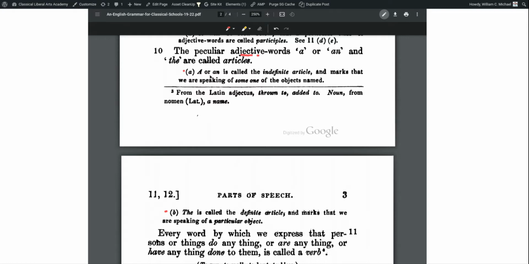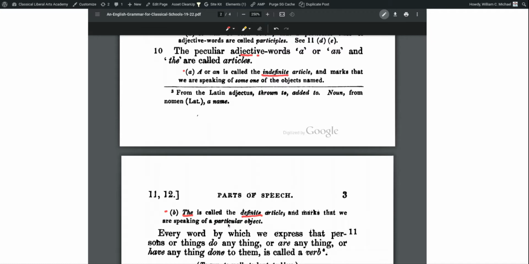A or an, which are really the same word, is called the indefinite article. It marks that we are speaking of some one of the objects named. So if I say, I ate an apple, it means that I ate some one of the apples that existed. A or an is called the indefinite article. Next, note B. The is called the definite article. And it marks that we are speaking of a particular object. The is a definite article. A or an is the indefinite article.